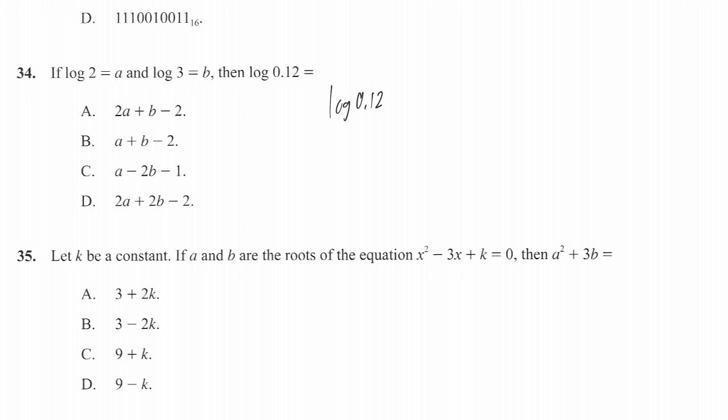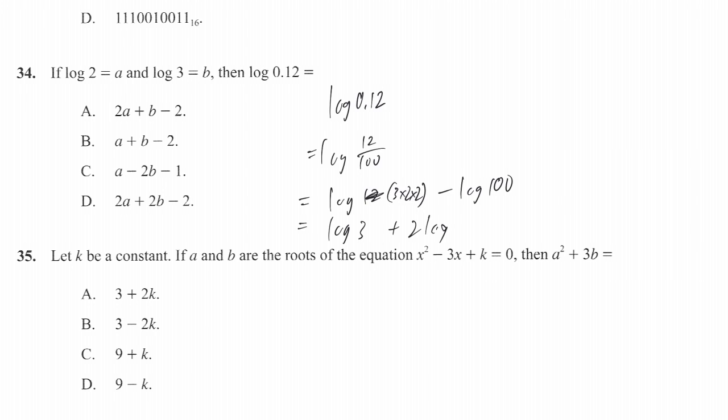Log 0.12 is equal to log 12 divided by 100. Why I choose 100 is, don't forget log 100 is known. So it's log 12 minus log 100. At the same time, 12, that means 3 times 2 times 2. So that's why it is log 3 and then plus 2 times of log 2. Minus log 100, that means 10 power 2. So this is log 3, b, and then plus 2a and then minus 2. That's the general method.